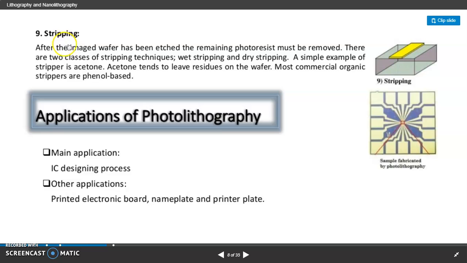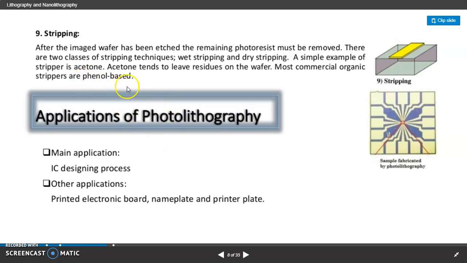So the last one is stripping. After the wafer has been etched, the remaining photoresist must be removed. This is the final formation. There are two classes of stripping techniques: wet stripping and dry stripping. A simple example of a stripper is acetone. Acetone tends to leave residues on the wafer. Most commercial organic strippers are phenol.